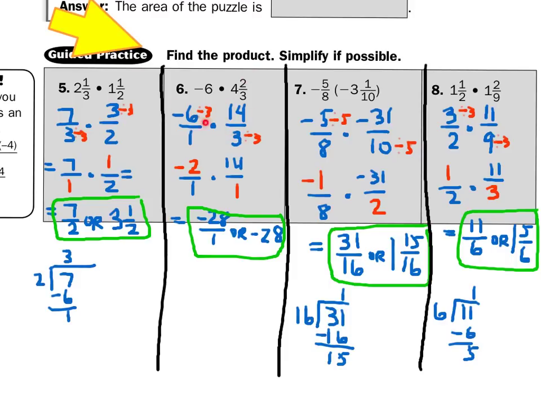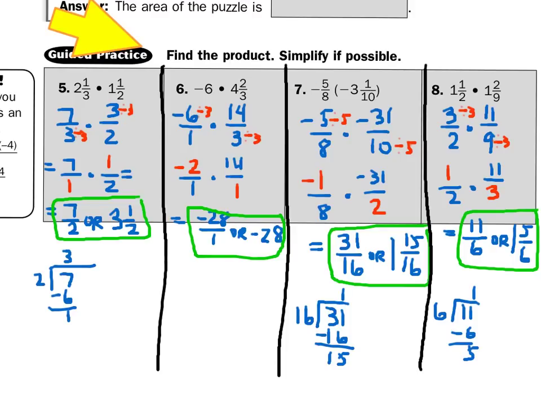And now look across at the 6 and the 3. They have a common factor of 3, so divide it out. Negative 6 divided by 3 is negative 2. Put the 1 down there, put the 14 up above, and then 3 divided by 3 is 1. So now multiply straight across. Negative 2 times 14 gives you negative 28. 1 times 1 gives you 1. So negative 28 over 1 is the same as negative 28.